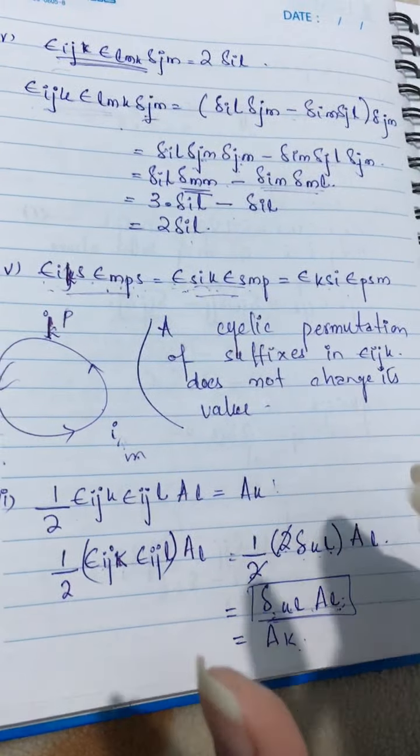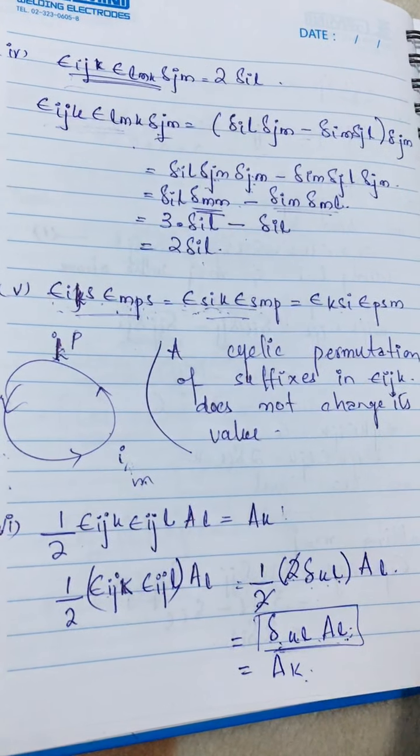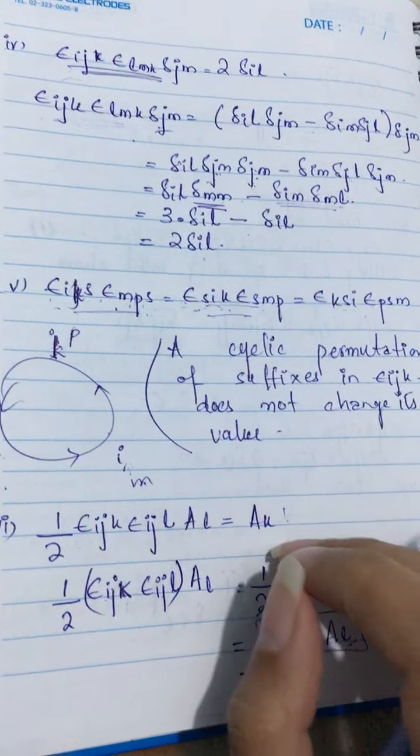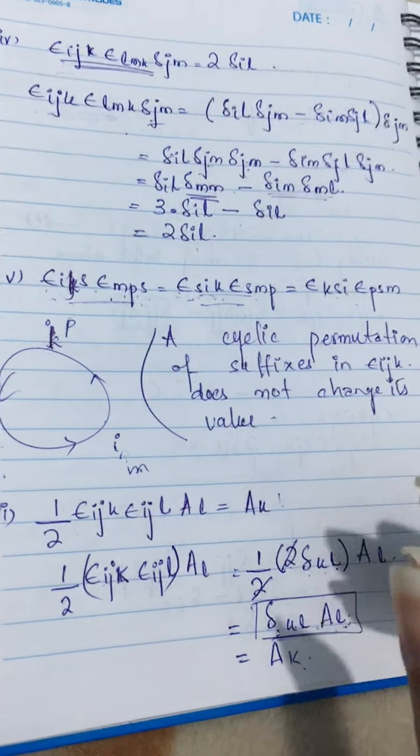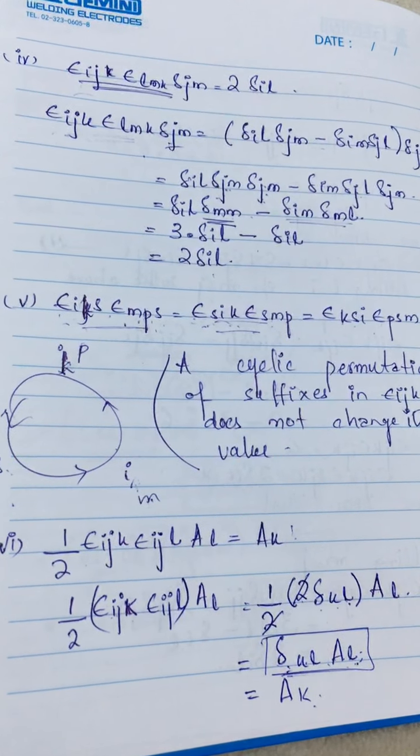So these are the 6 proofs about the Levi-Civita symbol. These are somehow similar to the proofs of the Kronecker delta.